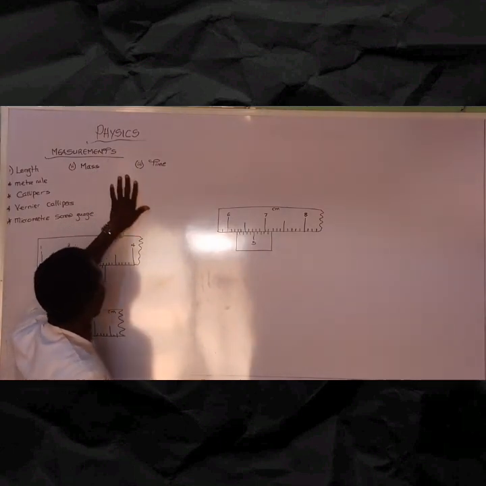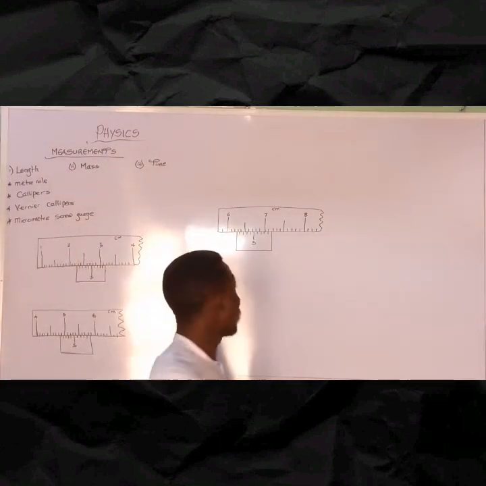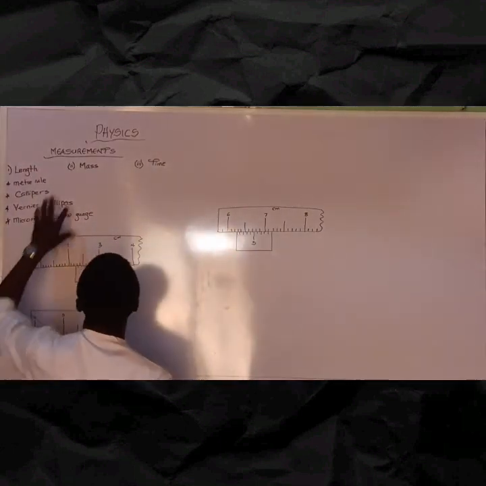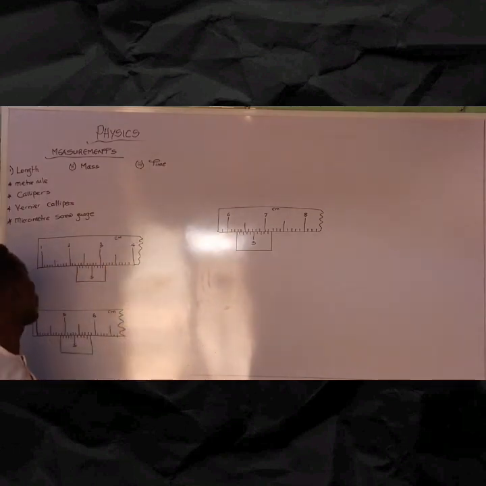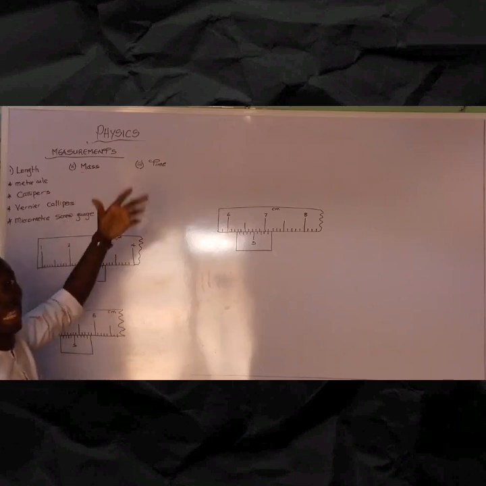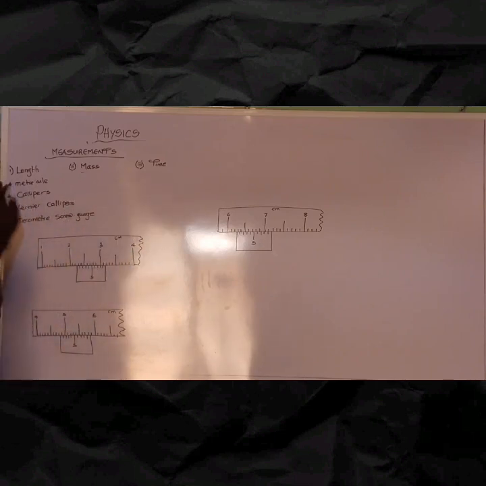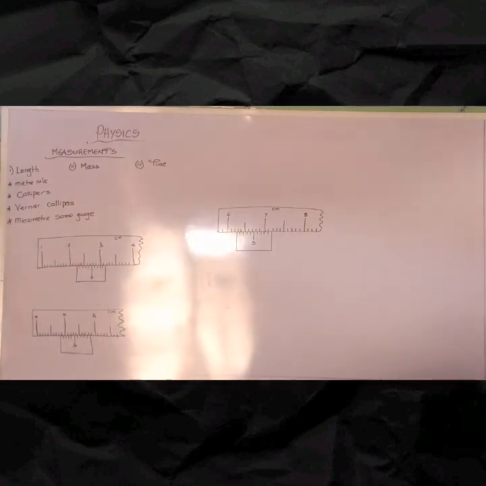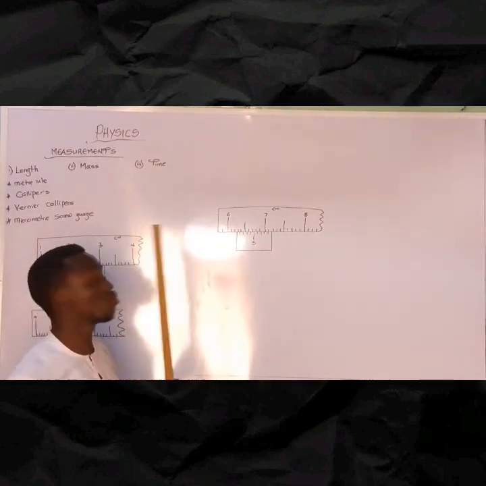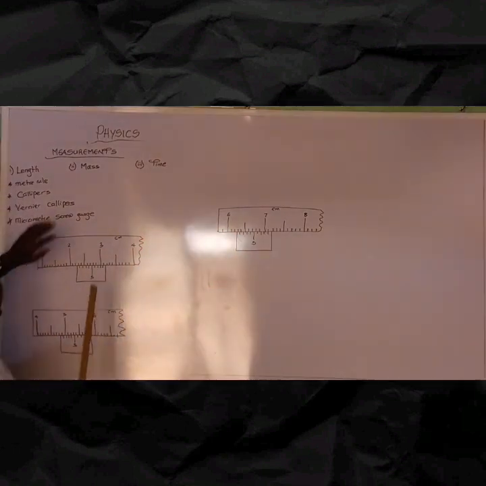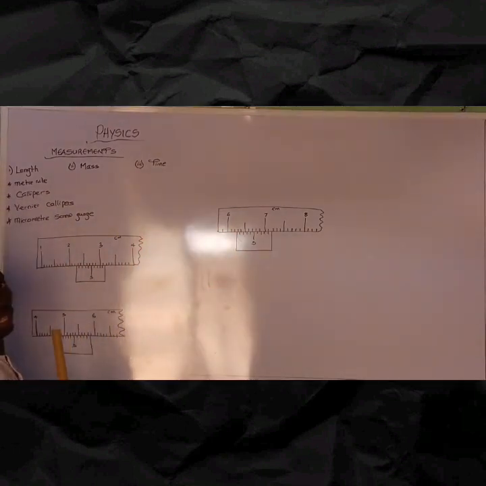So let's proceed. Now, regarding measurement, there are ways we measure these quantities. For length, we have things we use in measuring length; for mass, things we use in measuring mass; and likewise for time. For length, you can use a meter rule, the one used in the laboratory. Then we have calipers, linear calipers, micrometer screw gauges.